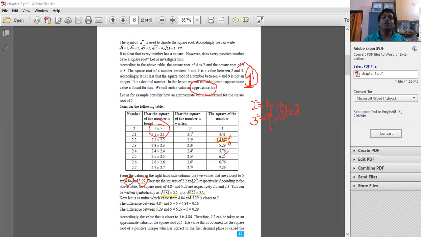So now we have to find the real square root of 5. Let us examine which value from 4.84 and 5.29 is closer to 5. What we do is simply find the differences. 5 minus 4.84 equals 0.16. 5.29 minus 5 equals 0.29. It's simply the number line again.